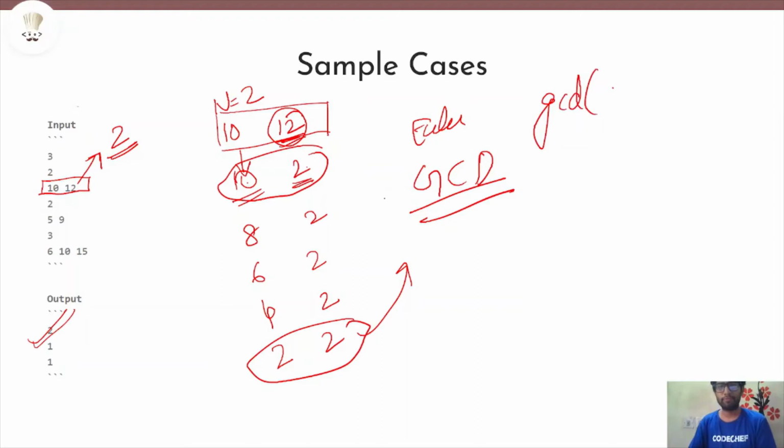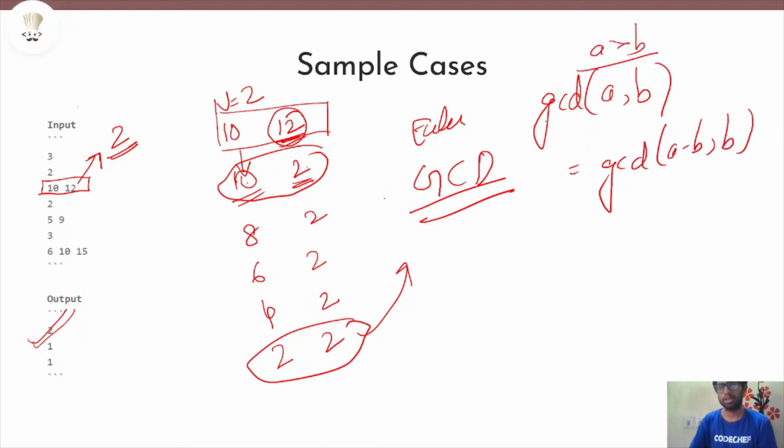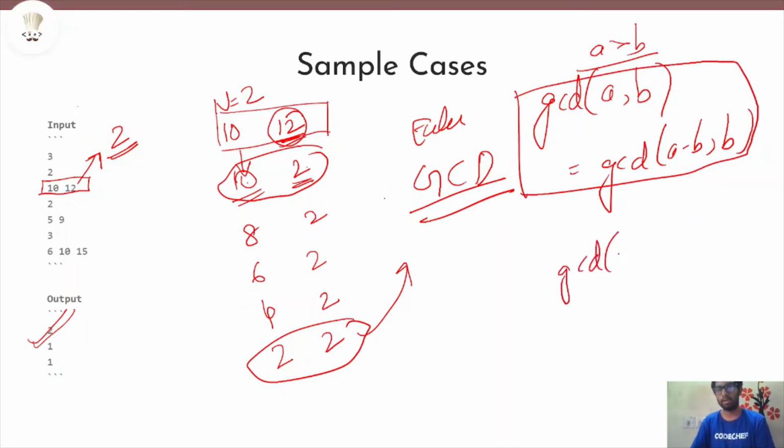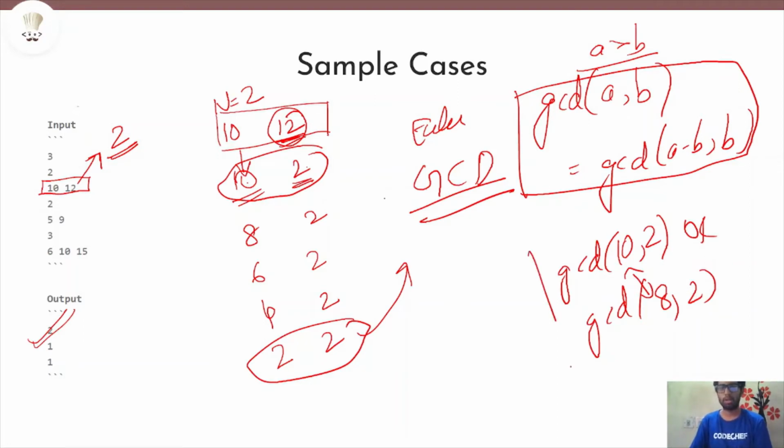Because GCD of A comma B is the same as GCD of A minus B comma B, if I assume that A is greater than B. So this is the same. For example, if I do GCD of 10 comma 2 or GCD of, let's say, 8 comma 2, both of these are basically the same thing. This is a kind of recursive approach where you find the greatest common divisor of two integers. Once you do this multiple times, you get the answer as 2, because the greatest common divisor of 10 and 2 is 2 itself.